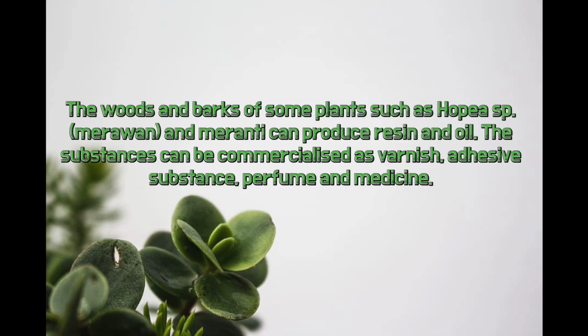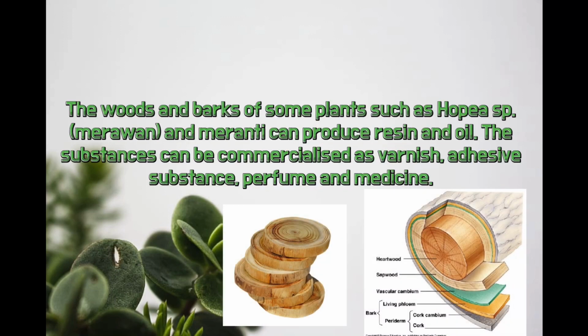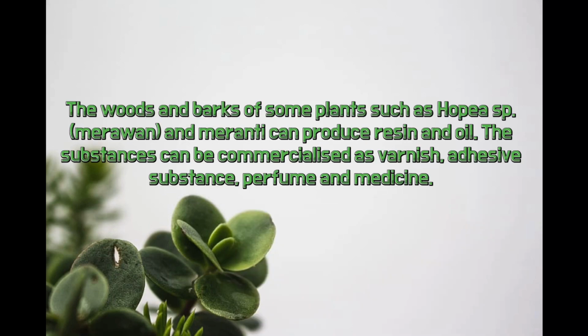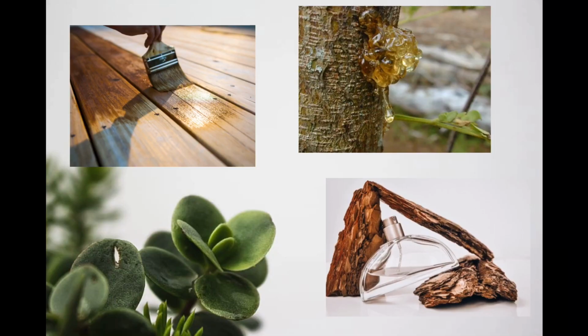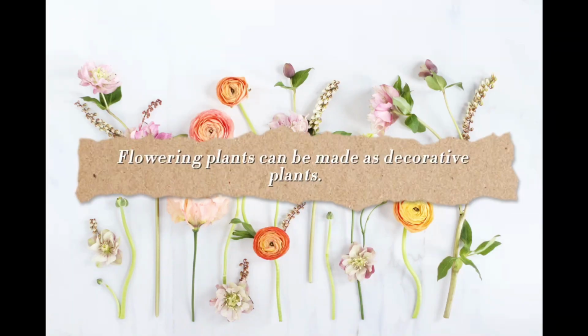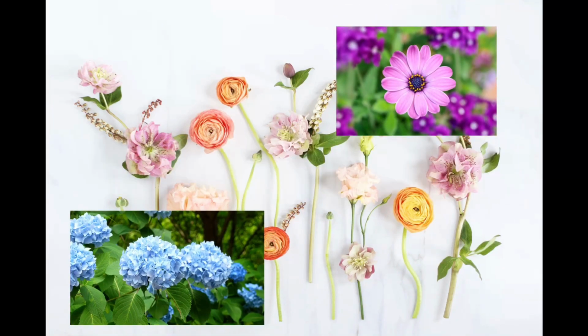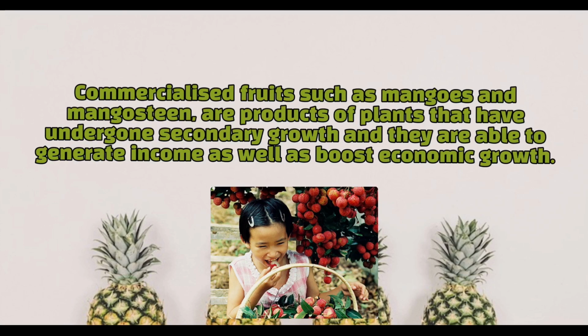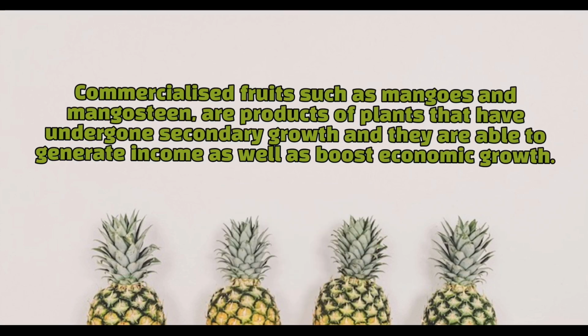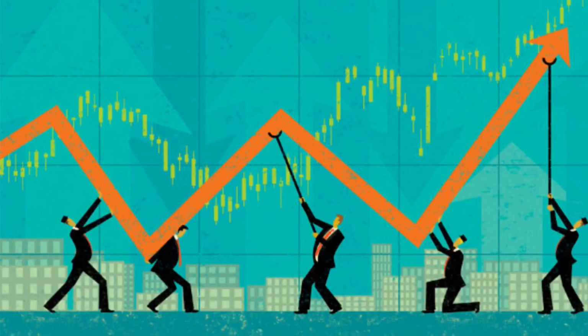The woods and barks of some plants such as Hopea sp and Meranti can produce resin and oil. The substances can be commercialized as varnish, adhesive substance, perfume, and medicine. Flowering plants can be made as decorative plants. Commercialized fruits such as mangoes and mangosteen are products of plants that have undergone secondary growth, and they are able to generate income as well as boost economic growth.